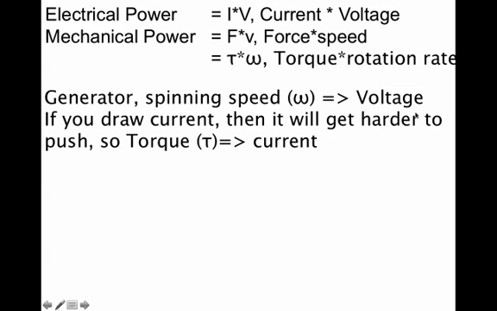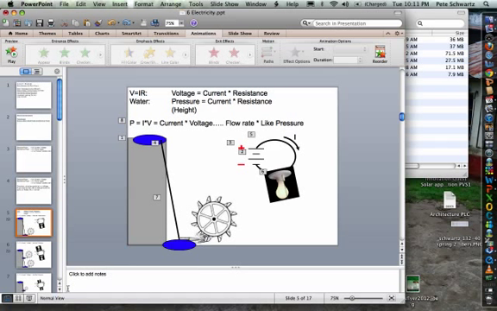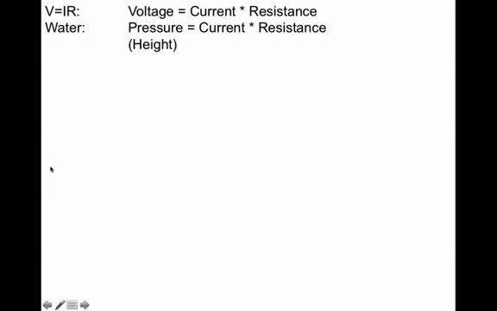Because if you draw no current, there's no electrical power. And if you draw no current, then the handle will rotate freely in your hand. However, if you choose to draw current, the more current you draw, the harder it will be to turn the generator. Voltage is equal to current times resistance.